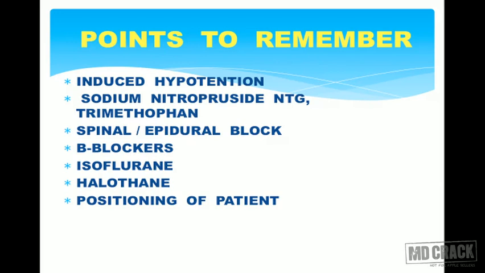Coming back to the main drug which is used to induce hypotension, it is sodium nitroprusside or NTG, trimethaphan. Spinal or epidural block, as I have already mentioned, produces hypotension. So this side effect of spinal or epidural block can be used to induce hypotension. Beta blockers sometimes can cause hypotension. Halothane is a drug which can be used to induce hypotension along with isoflurane.